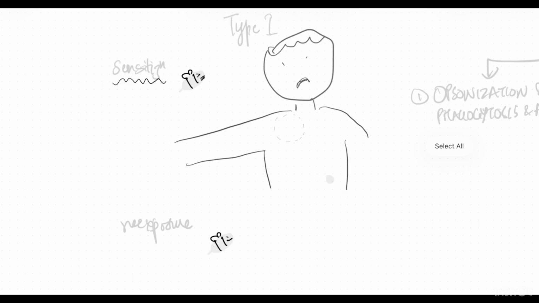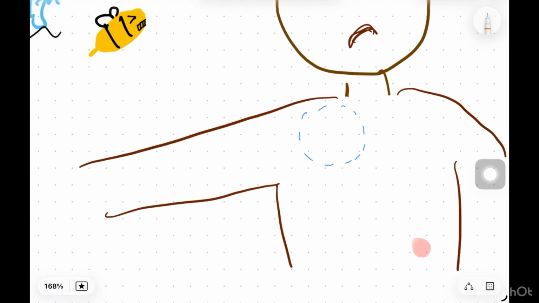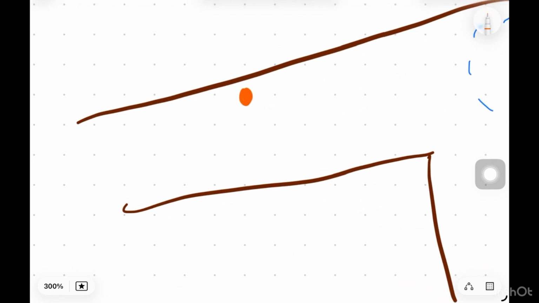Now, imagine that you annoyed a bee. The first thing that's going to happen is when the bee stings you, it's going to let some venom into your skin. In the skin, we have antigen presenting cells called dendritic cells. These cells are going to take up the antigen, which is the venom, and present them on their surface with the help of an MHC class 2 molecule.